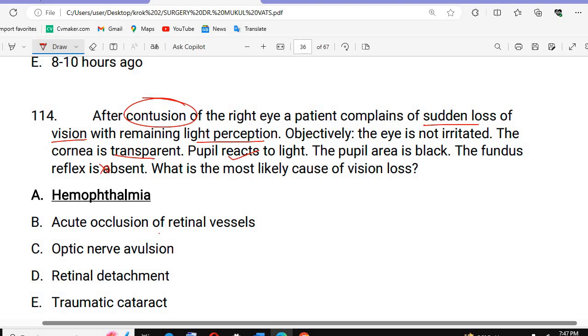Now what is the most likely cause? We have to name this condition. Since contusion is there, contusions can lead to hemorrhage. So if contusion is there, we call this condition intraocular hemorrhage. This intraocular hemorrhage is also known as hemophthalmia.